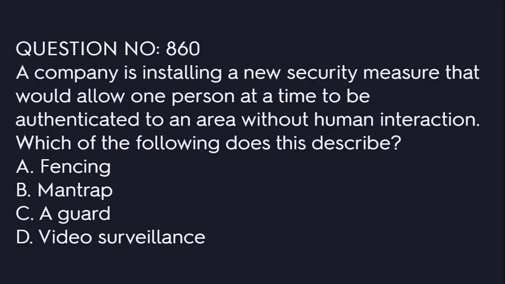Question number 860. A company is installing a new security measure that would allow one person at a time to be authenticated to an area without human interaction. Which of the following does this describe? A. Fencing. B. Mantrap. C. A guard. D. Video surveillance. B.